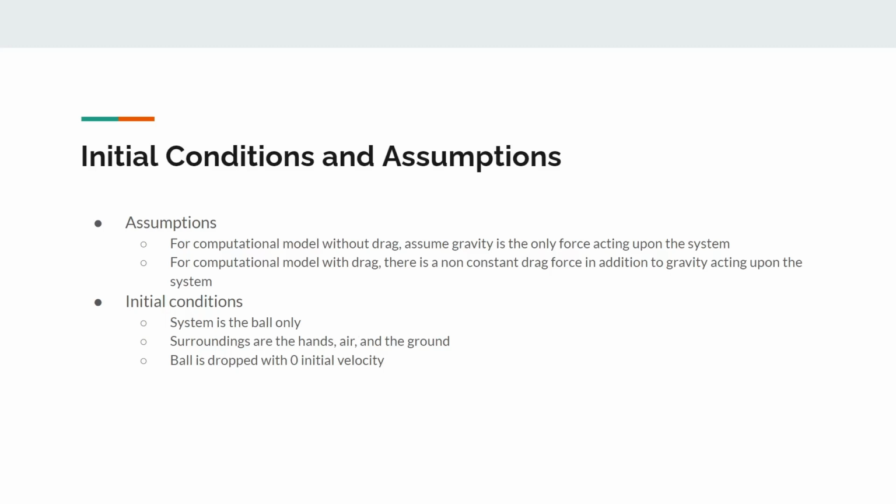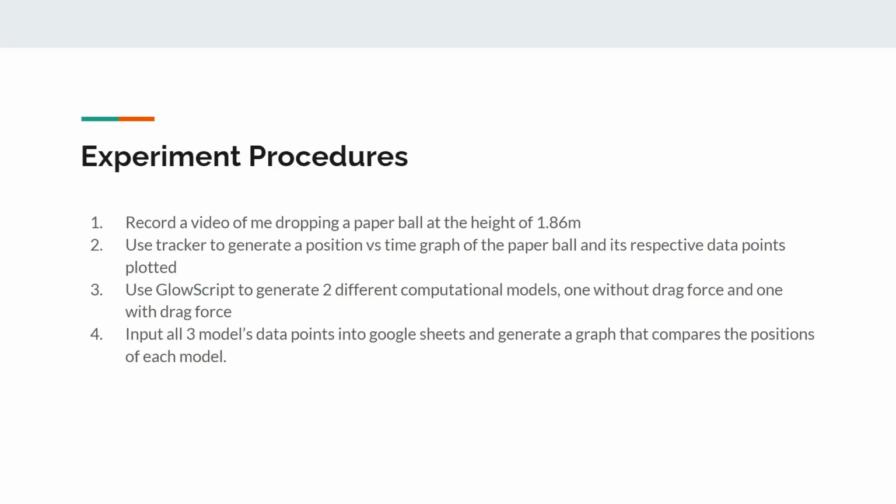Some initial conditions and assumptions include: for a model without drag, assume gravity is the only force acting upon the system. For a model with drag, there is a non-constant drag force in addition to gravity acting upon the system. The system is a ball only, the surroundings are the hands, air, and the ground, and the ball is dropped with zero initial velocity.